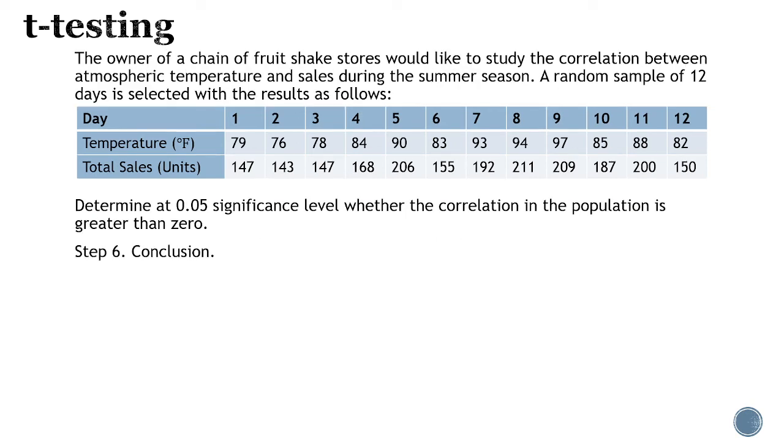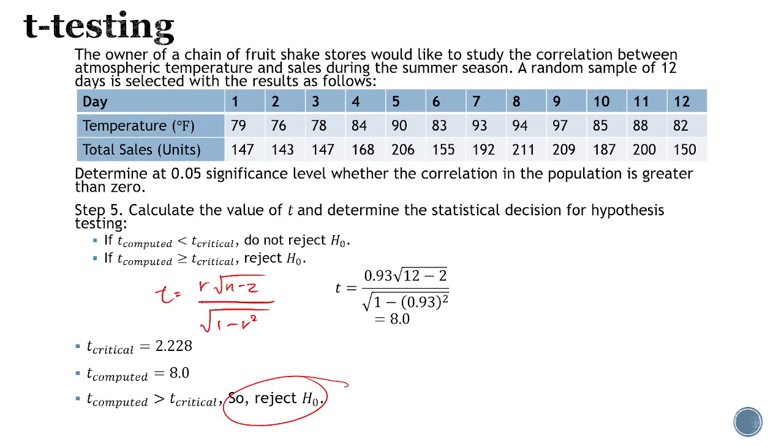So, for step 6, balikan lang natin ng konti. Okay? Lumabas dito, ang T-computed natin is higher than T-critical, kaya reject hypothesis. Ano yung hypothesis natin? Null hypothesis natin. Sabi natin, ang null hypothesis natin is there is no sufficient evidence to conclude that there is a linear relationship between the sales and the temperature.